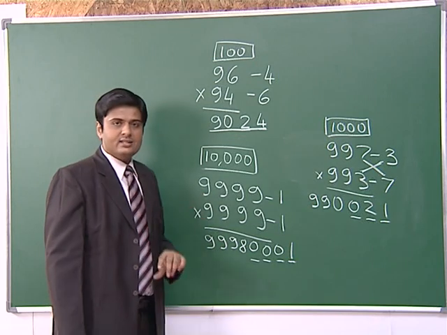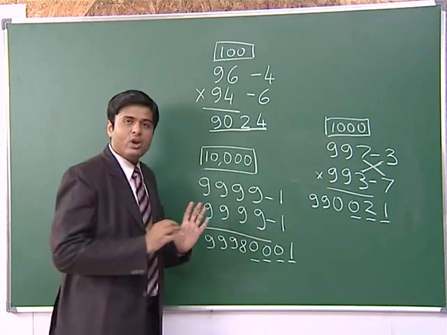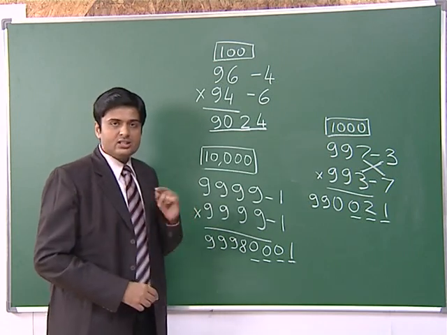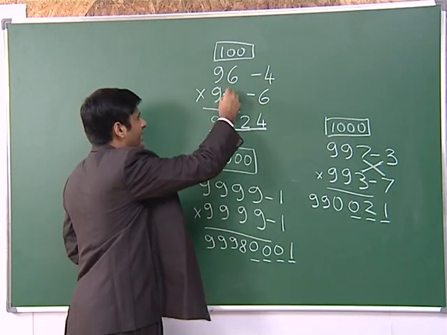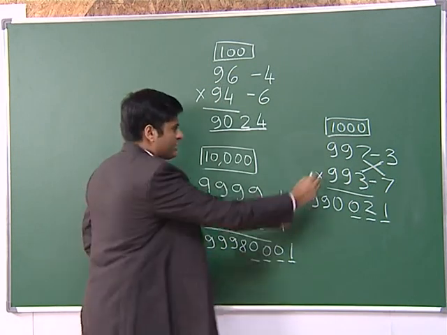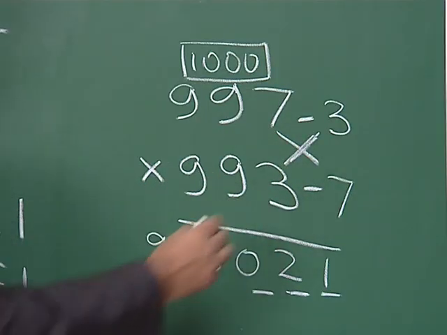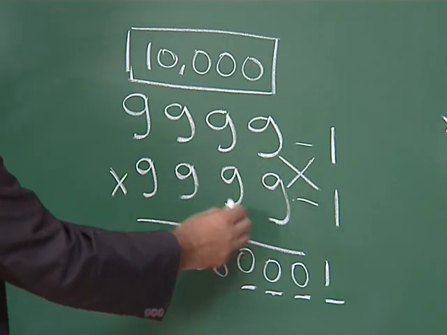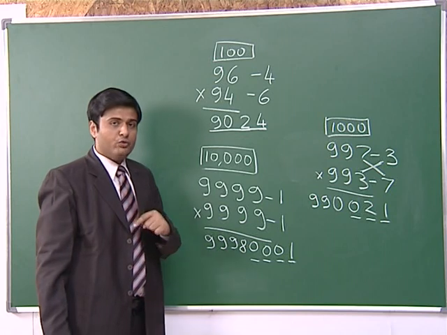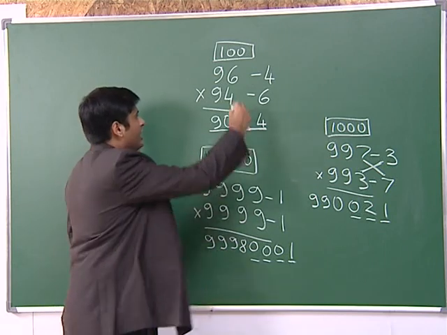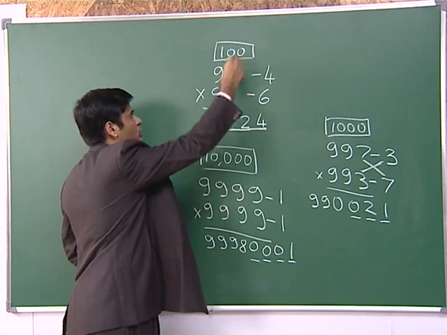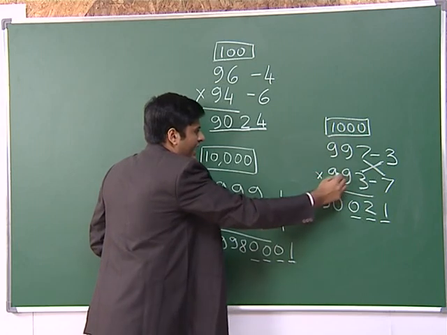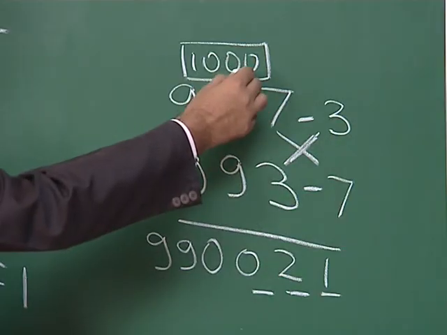I will quickly revise this technique with you with all the answers already given to us. We have three independent questions. The first question says multiply 96 by 94. Second question says multiply 997 and 993. And third question says multiply 9999 by 9999. First step was to find the base and the difference. Here both 96 and 94 are closer to 100, so we take 100 as the base. Here both 997 and 993 were closer to 1000, so my base becomes 1000.